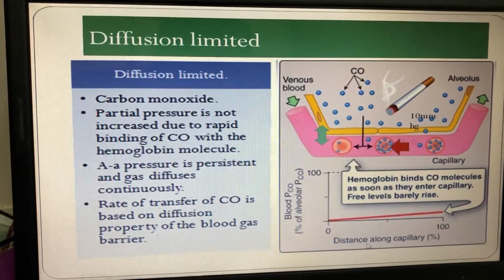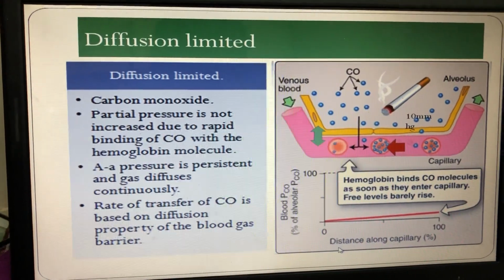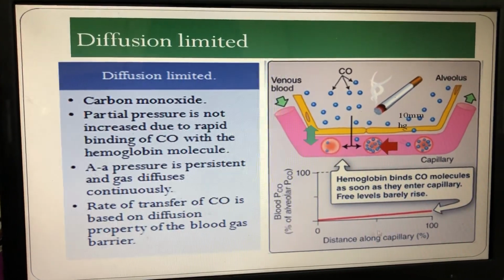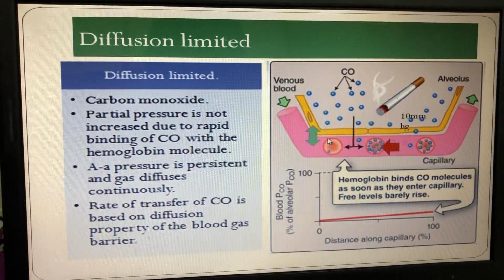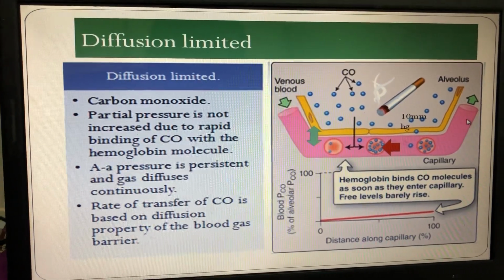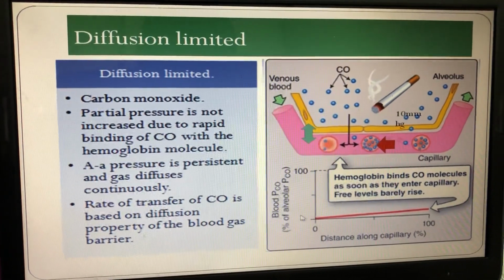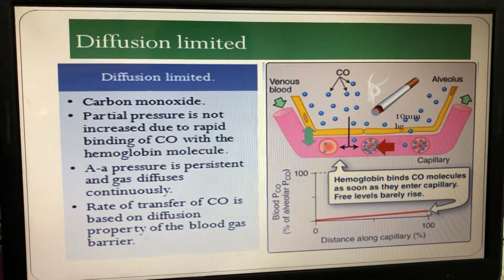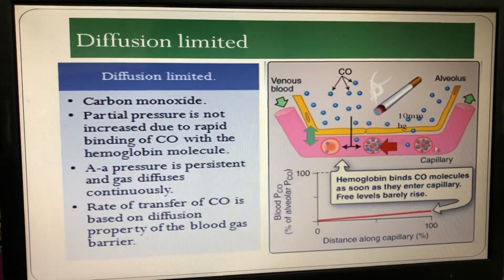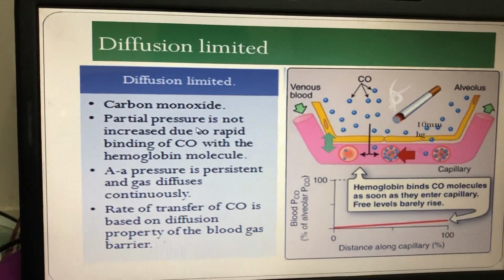Here is again a graphical representation. Here they are showing the distance along the capillary, and this shows the total length of the capillary. Even when the hemoglobin molecule passes through the total length of the capillary, the partial pressure of carbon monoxide is not increased. Why is it not increased here? Because it is forming a tight bond. So that is what they are showing.